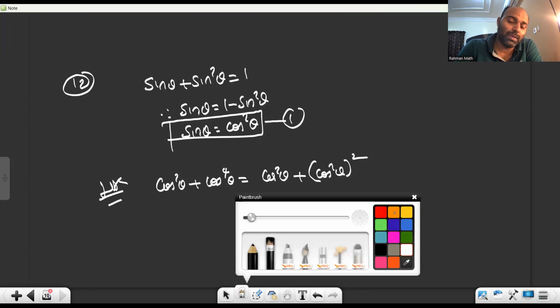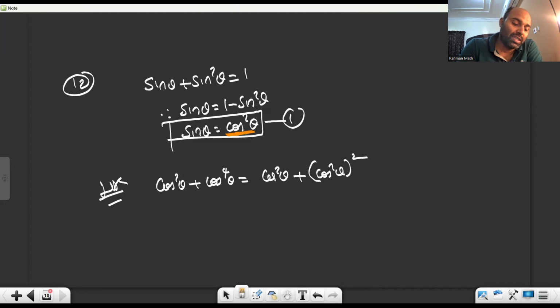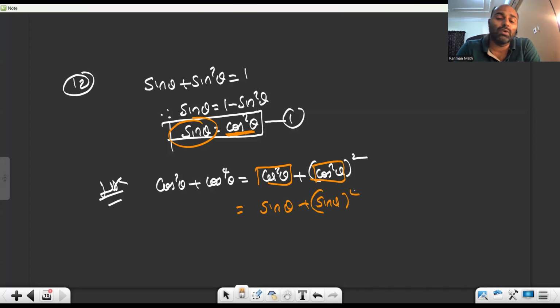Why did I write it like this? Because cos square theta is the same as sine theta. Wherever you see cos square theta, here and here, I am changing it. Cos square theta is the same as sine theta, plus here sine theta whole square, because only cos square theta I am changing.